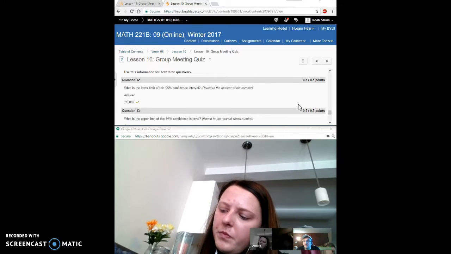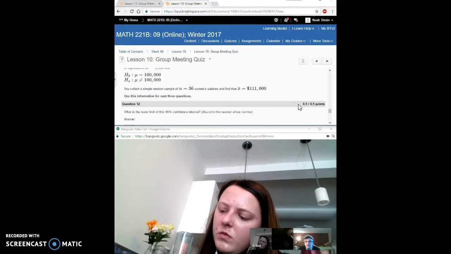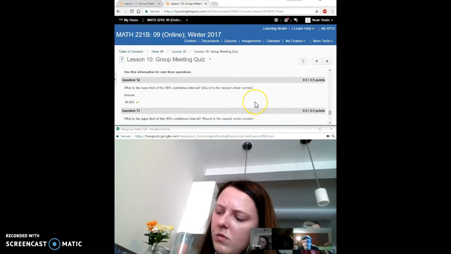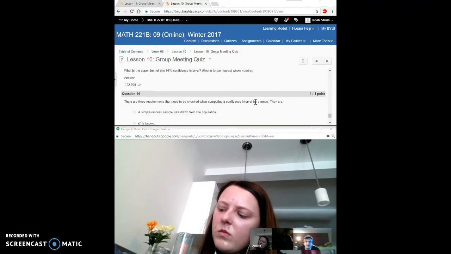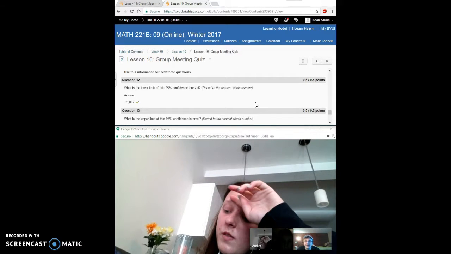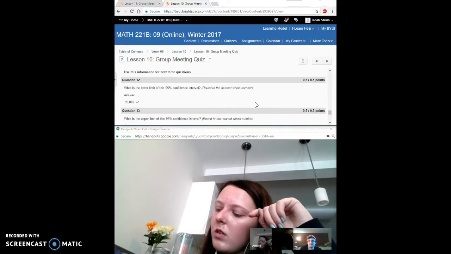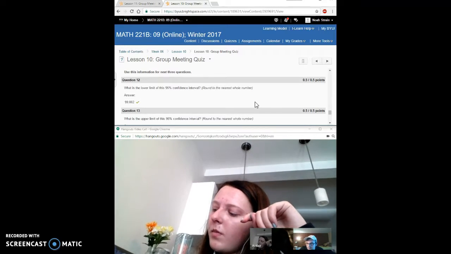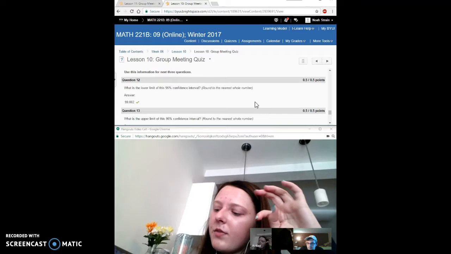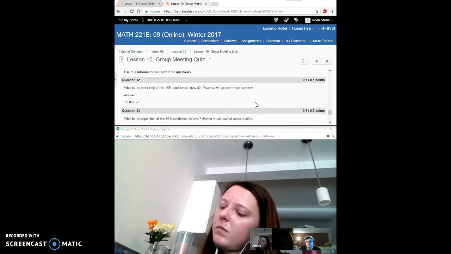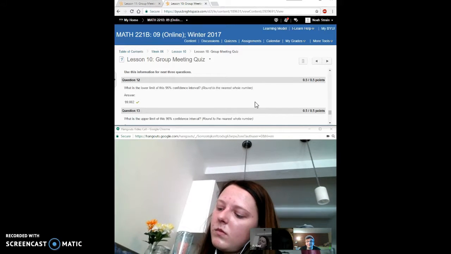Then to find the lower limit, we take our sample mean of $111,000 and subtract our margin of error. And then to find the upper limit, we add the margin of error. Exactly. Oh, okay. And then the margin of error is half of the confidence interval, right? Right. Okay. It's like the standard deviation for confidence.